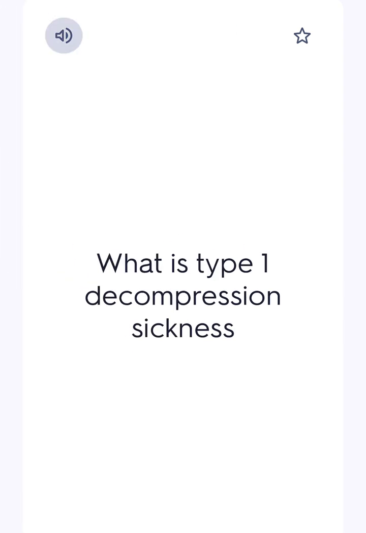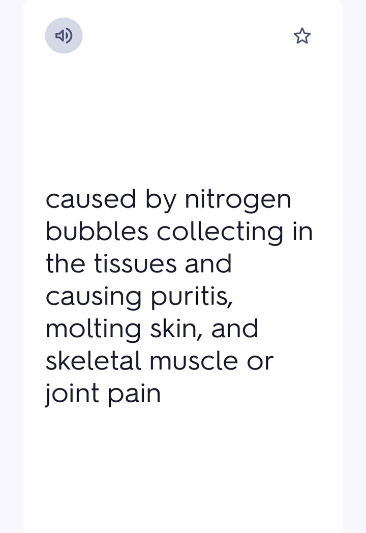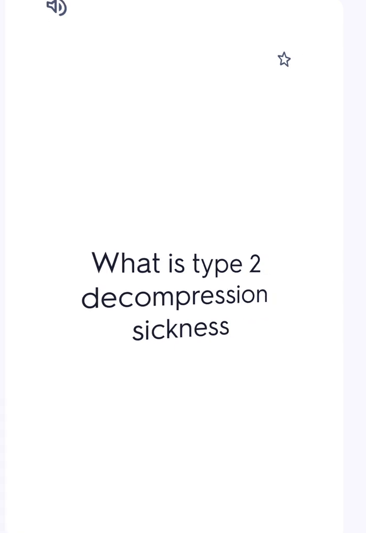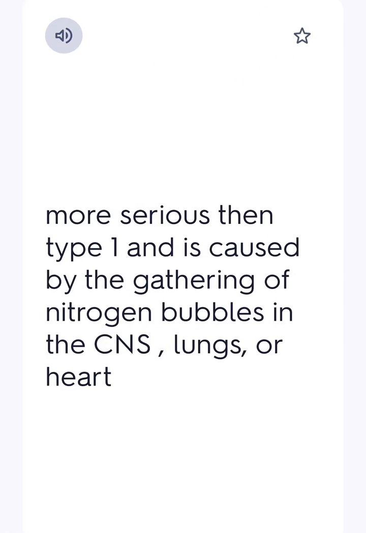What is type 1 decompression sickness? Caused by nitrogen bubbles collecting in the tissues and causing pruritus, molting skin, and skeletal muscle or joint pain. What is type 2 decompression sickness? More serious than type 1 and is caused by the gathering of nitrogen bubbles in the CNS, lungs, or heart.